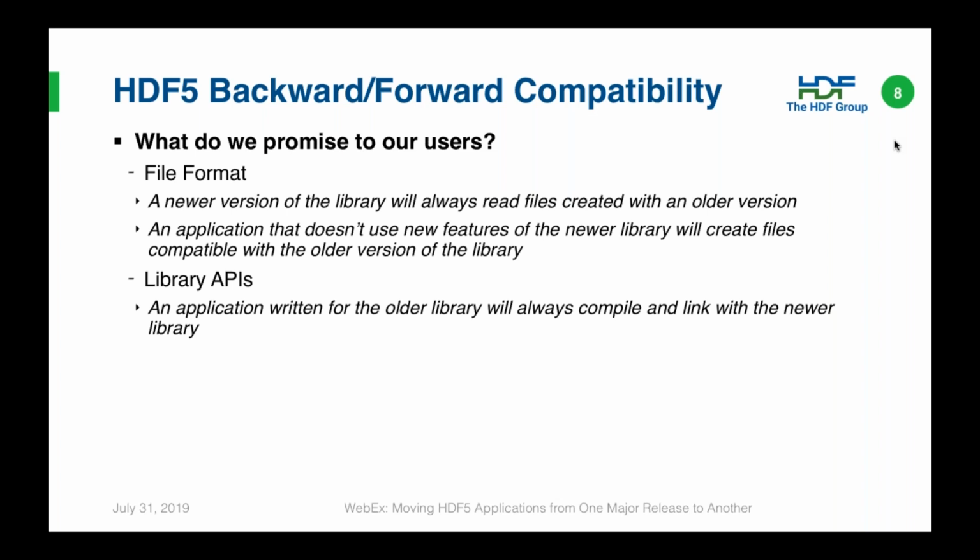And if your application doesn't use new features of the new library and you link it with the new version of the library, your application still will create files that are compatible with the older version. So we are forward compatible with the file format if no new features that require file format changes are used. In terms of library APIs, an application written for the older library will always compile and link with the new library, but you may go through some small steps to achieve this goal.